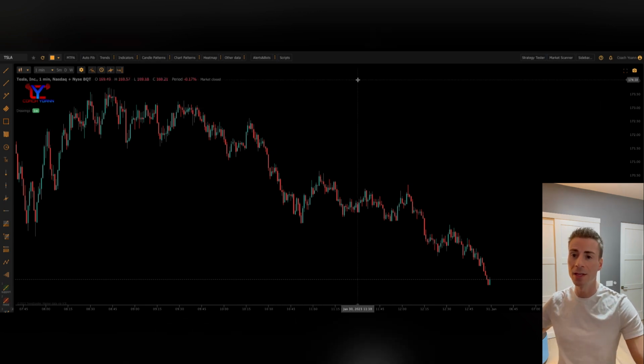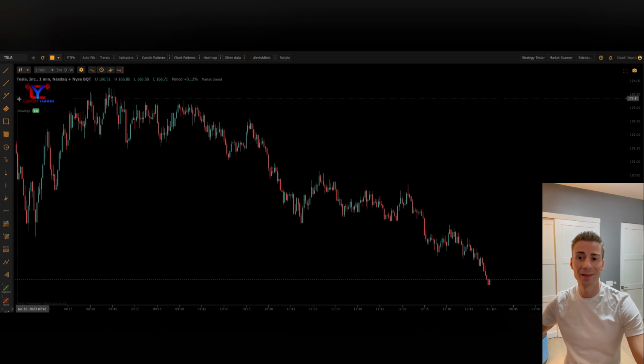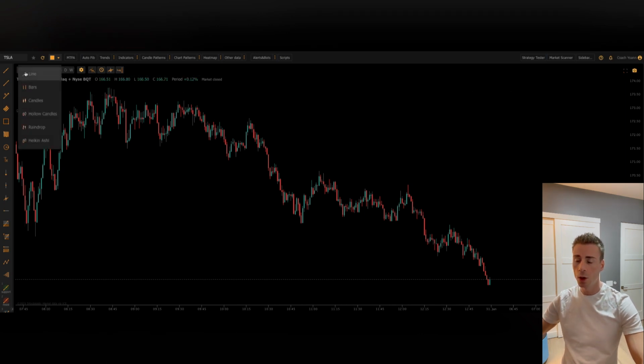Now let's jump into the chart type. Okay, so we have different chart types that you can tell here. There is a line, bars, candles, hollow candles, raindrop, Heikin-Ashi. I'm gonna focus today on line and candles. Okay, so let's go with the line first.